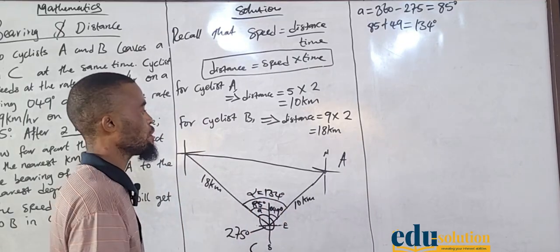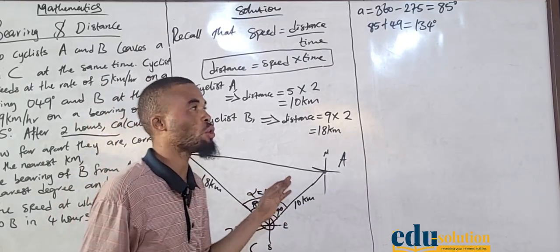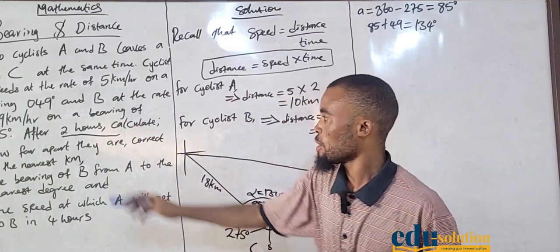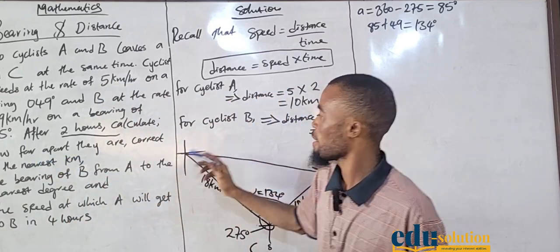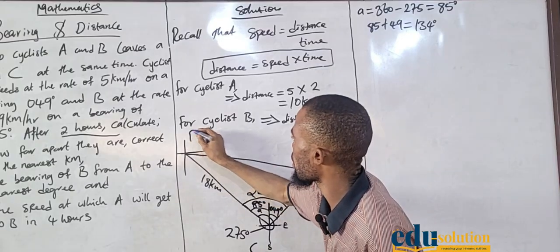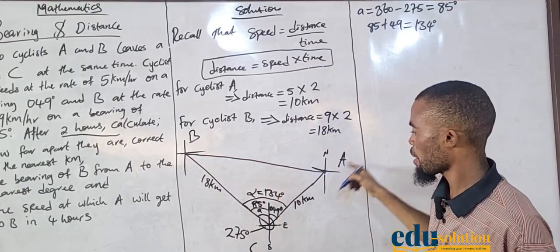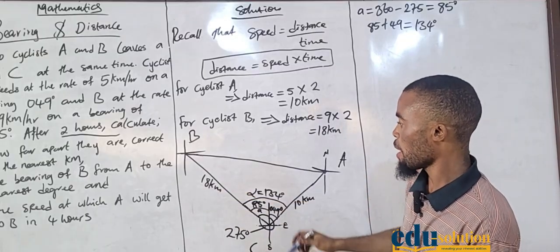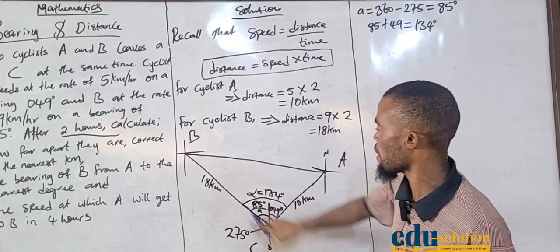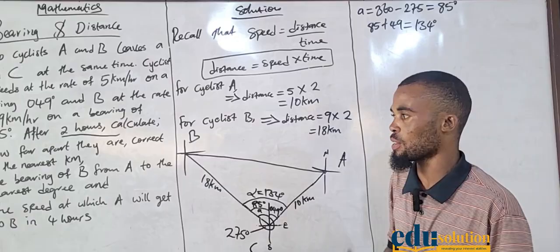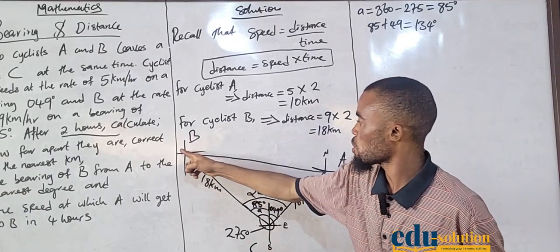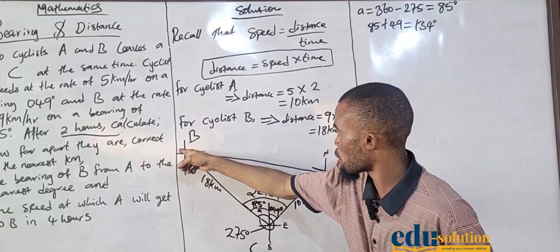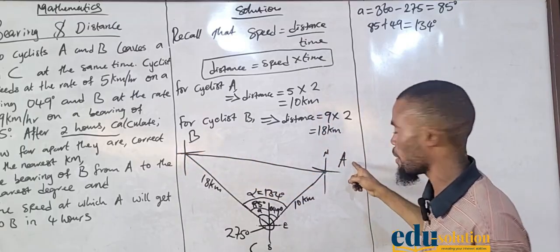Since we have gotten one of the interior angles now, we just have to go ahead and solve, because the first question says, look at it here, how far apart they are. Because this is B, this is A. Both of them left C at the same time, and after 2 hours they had attained these respective distances. So we want to look for the distance between B and A. Do you get it now?